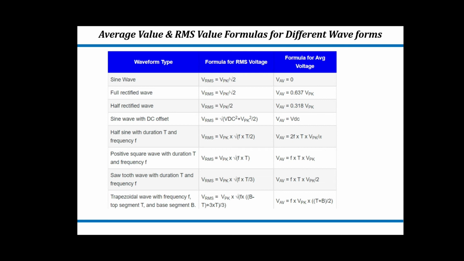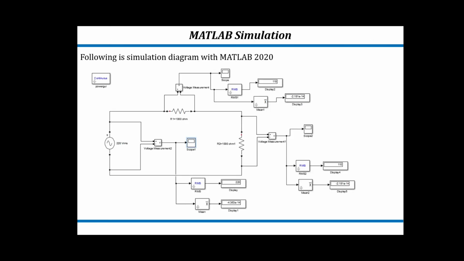These are the equations for average voltage value and average current value. The formula for average voltage is equal to 2 times peak voltage upon pi, and for current it is 2 Im upon pi. These are the average value and RMS value for different waveforms.